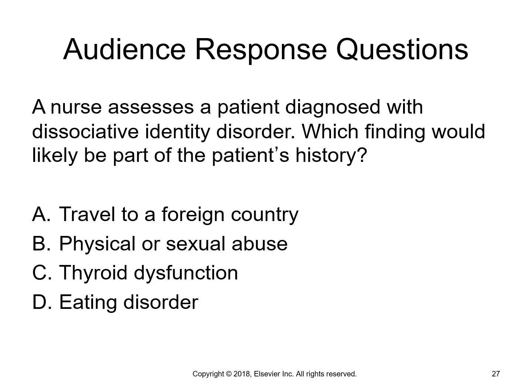And these disruptions in identity may be characterized by two or more distinct personality states. And there are recurrent gaps in recall of everyday events and important personal information. And this causes significant impairment or distress in social, occupational, and other important areas of functioning.